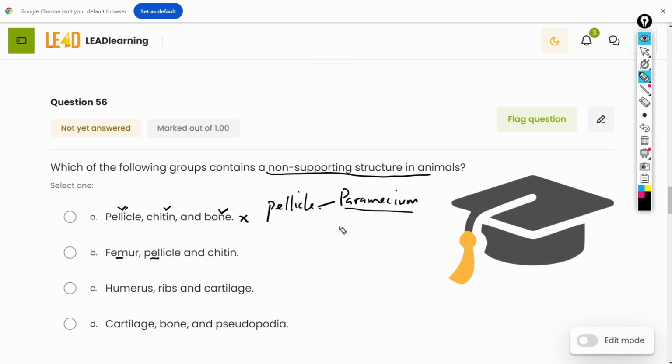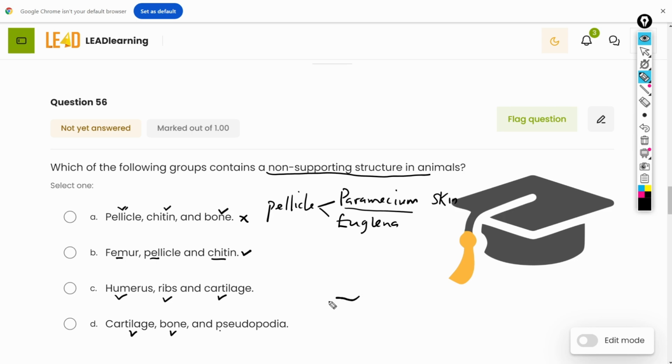It's also found in the euglena. And I said the pellicle is synonymous to a skin. And then chitin, also a supporting structure in animals. The humerus, the ribs, and the cartilage are all supporting structures in animals. Bone is a supporting structure in animals. Now, the pseudopodia is not a supporting structure.